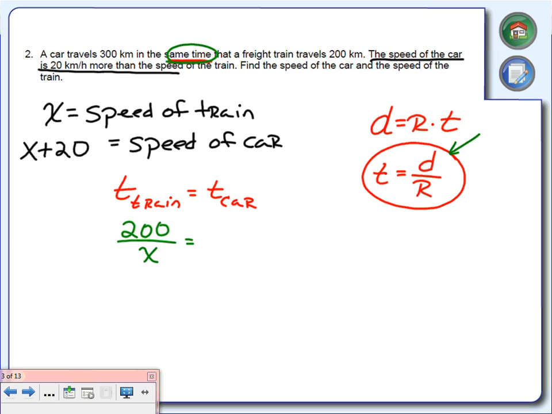All right, now let's look at the car. The time of the car. Well, remember, time is equal to distance divided by rate. What was the distance that the car traveled? 300.